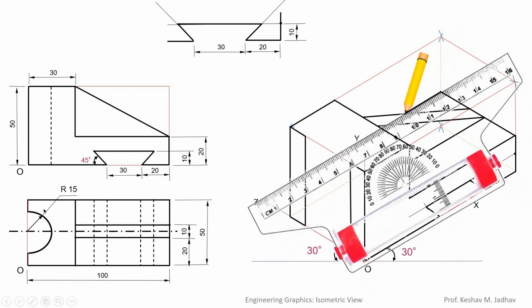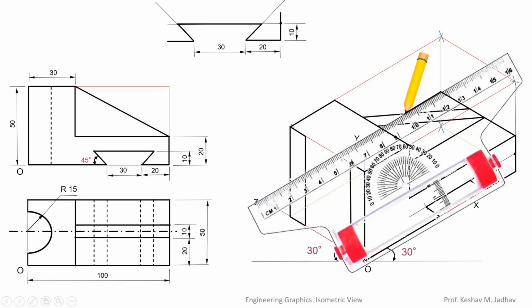Now we will draw the circular part. The radius of this circle is 15 mm and it is in top view. So we have to draw the circle in xz plane. By using the 4 center method we can draw that circular part. Now as the diameter of this circular part is 30, we can make a rhombus of 30 by 30.